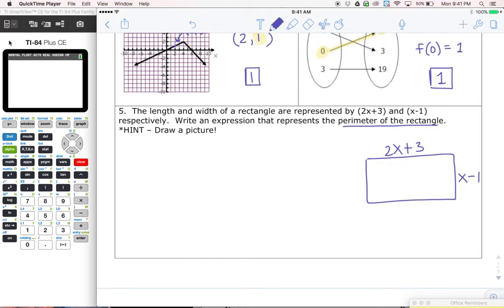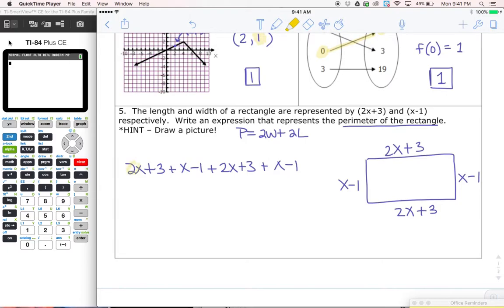Okay? Technically, you could remember this formula, 2w plus 2l, and plug in these items and distribute and combine like terms. But I feel like a safer way, a way that a lot of us feel more comfortable with, guys, is to just label this rectangle. We know this is also 2x plus 3. This also has to be x minus 1. And we can just add these up. So 2x plus 3 plus x minus 1 plus 2x plus 3 plus x minus 1.